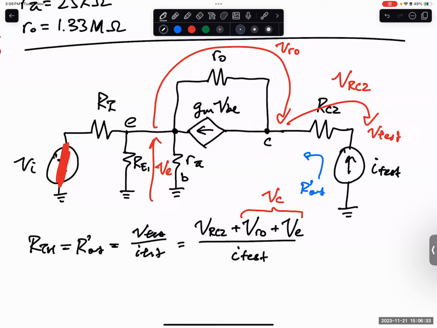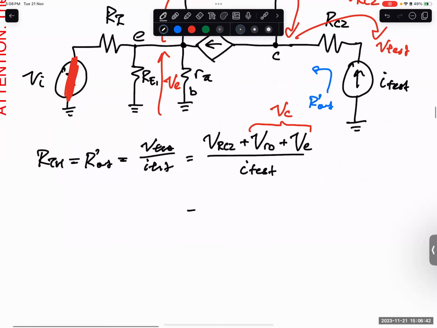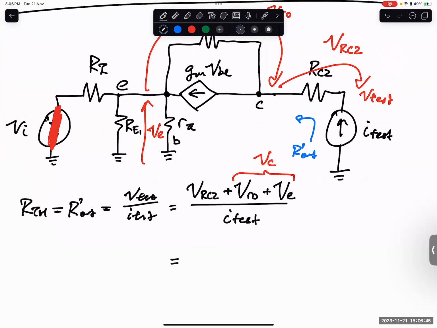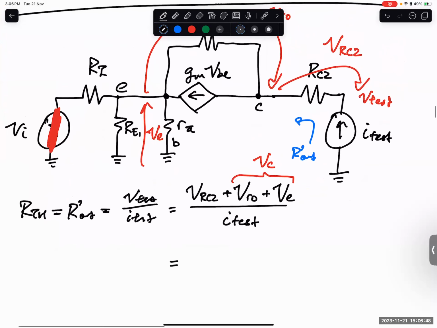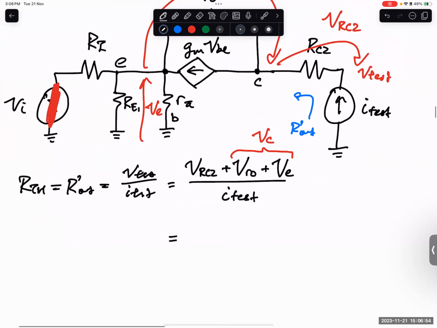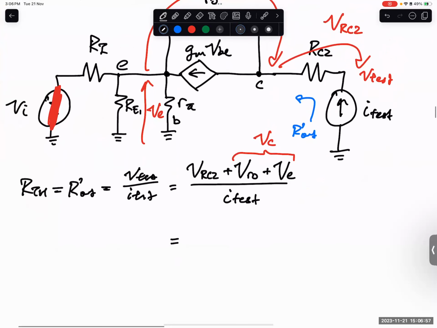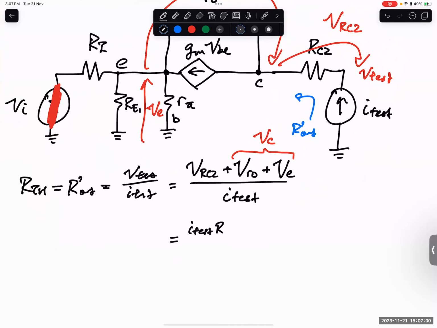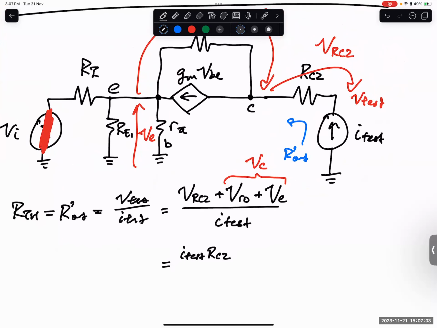So how can I express each and every one of these voltages with respect to I test? Actually, this is Dr. JJ's method, not my method. Very simple, right? VRC2, I think you all should know how to get, the voltage for RC2. I test plus GMVB. Okay, can. So it's just I test multiplied by RC2, correct or not? There's no GMVB, just this is the current going down here. Voltage equals resistance times current, so I just need the current through this one.